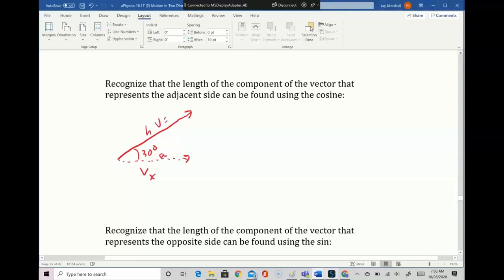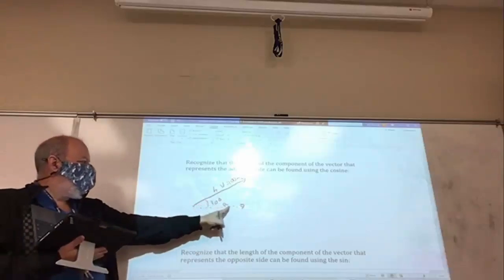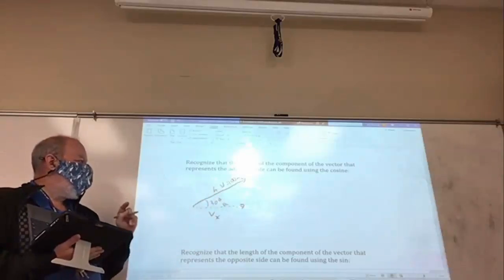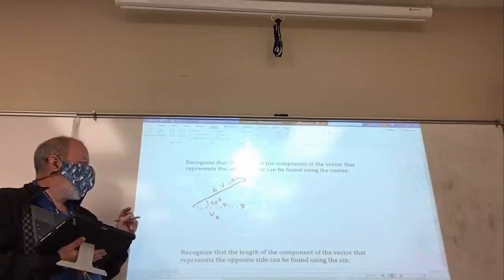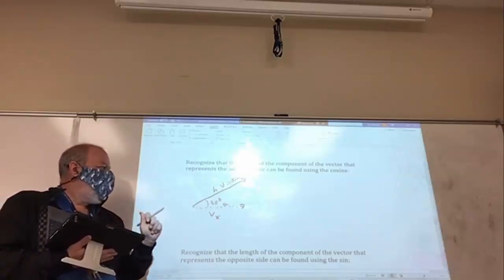Let's put some numbers to this. Let's say that V equals 100 meters per second. And you can see that the horizontal velocity, or the ground speed of this particular thing, would not be that full 100 meters per second, right? I'm going 100 meters per second this way, but I want to know how fast I'm going with reference to the ground. And I know that this is the adjacent side and this is the hypotenuse.